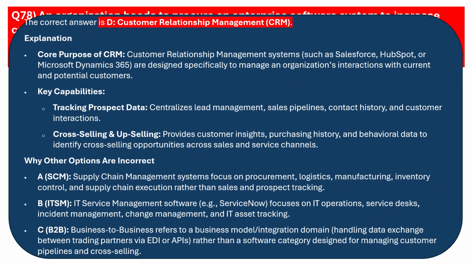Why other options are incorrect? A. SCM, supply chain management systems, focus on procurement, logistics, manufacturing, inventory control, and supply chain execution rather than sales and prospect tracking. B. ITSM, IT service management software, e.g. ServiceNow, focuses on IT operations, service desks, incident management, change management, and IT asset tracking. C. B2B, business to business, refers to a business model/integration domain, handling data exchange between trading partners via EDI or APIs, rather than a software category designed for managing customer pipelines and cross-selling.